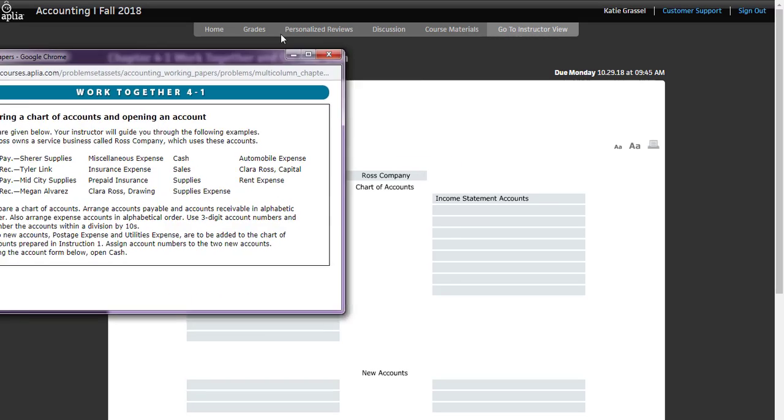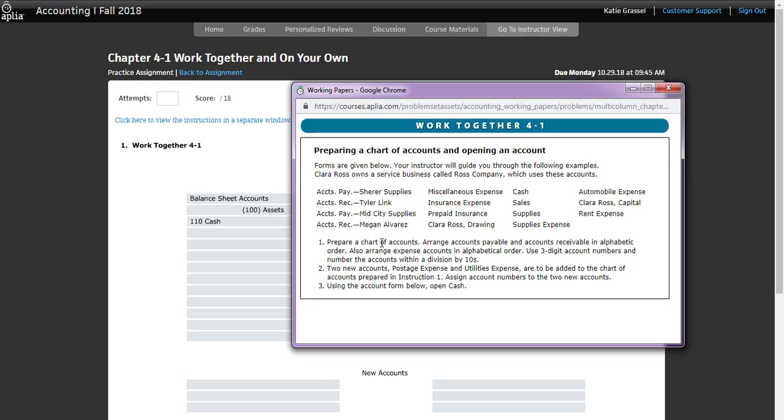Now, the next thing that I'm going to do is I have to look here, and I have to figure out which account is next most easily turned into cash. So it's not miscellaneous expense or insurance expense or Clara Ross drawing because those aren't assets. So we have to know which one's there.